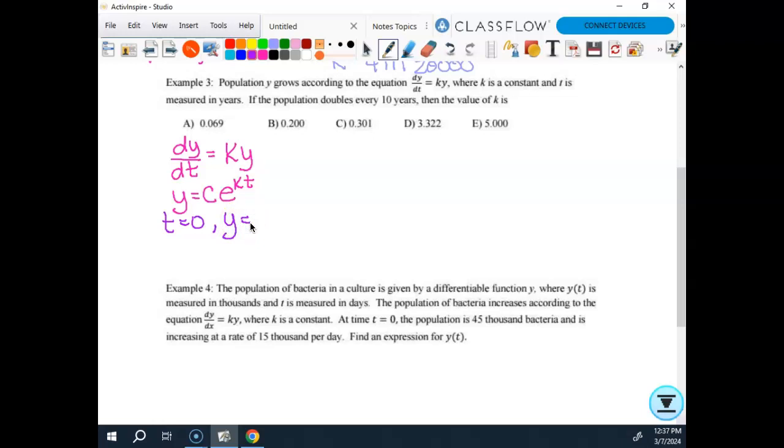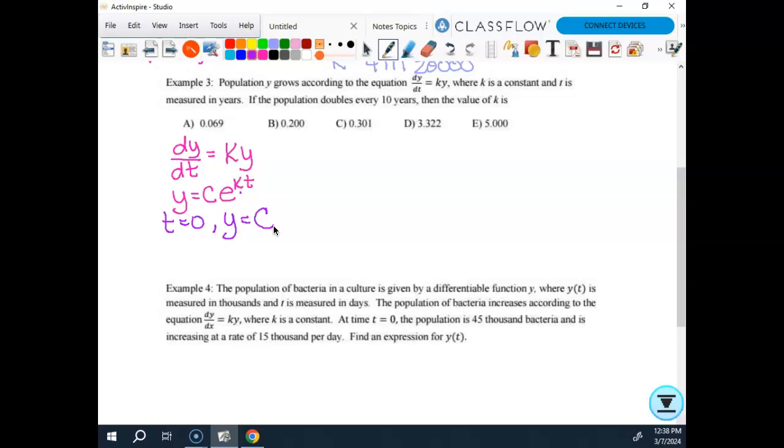What is it? If t equals 0, what does y equal? Not 2. When t equals 0, if I substitute 0 in there, what am I going to get? e to the 0, which is 1. So what does y equal? C. Your initial y value is always C. When t equals 0, y equals C. Yes? Okay.